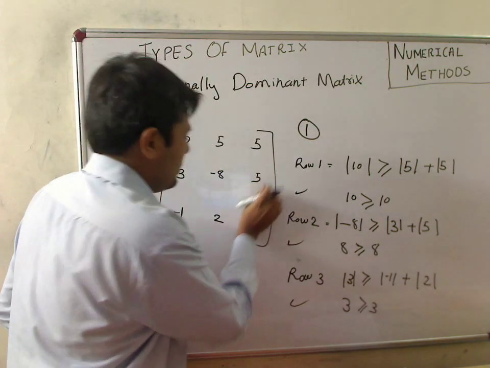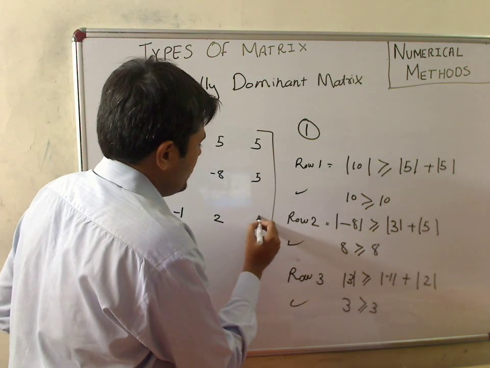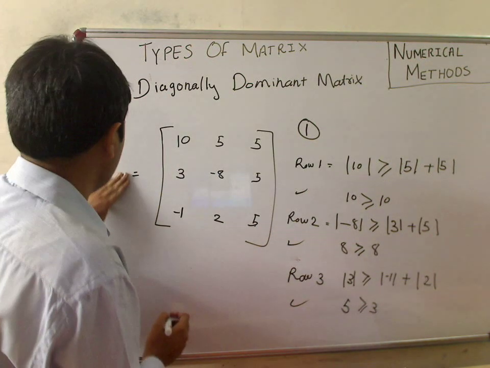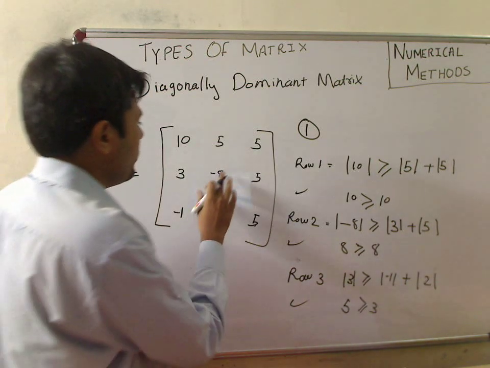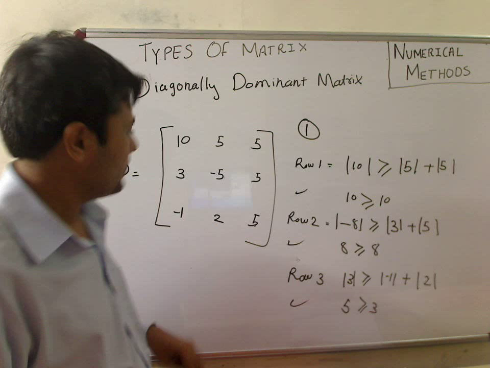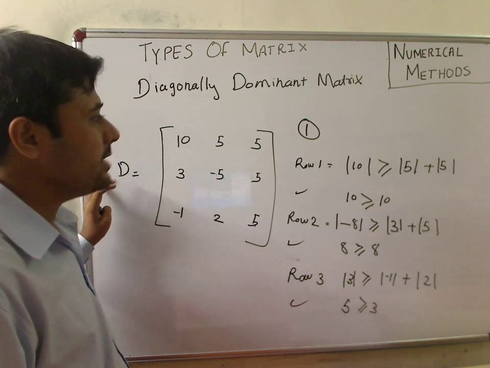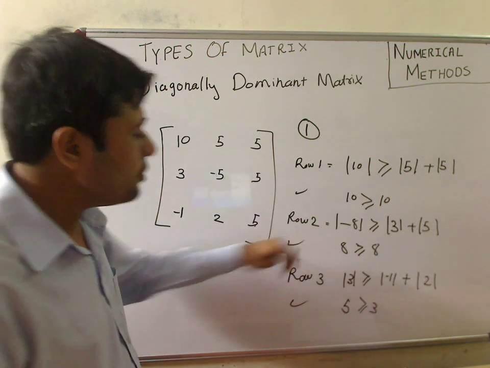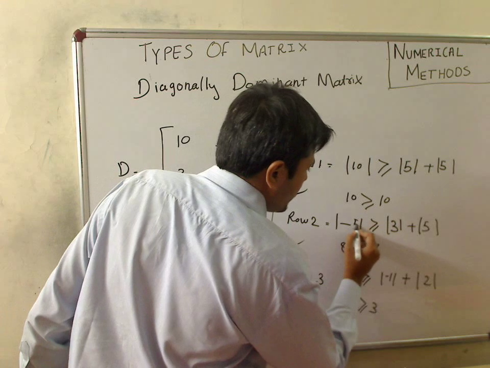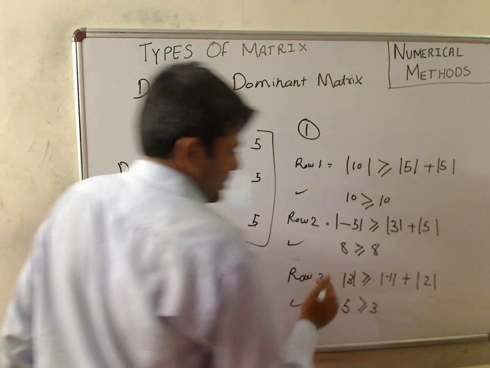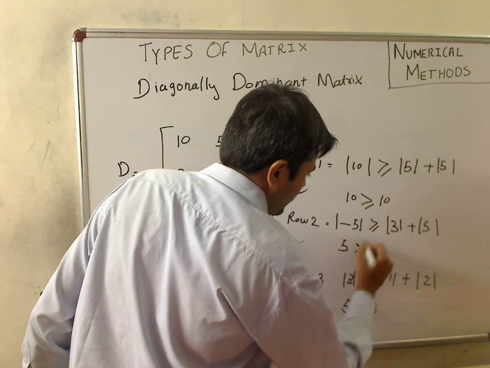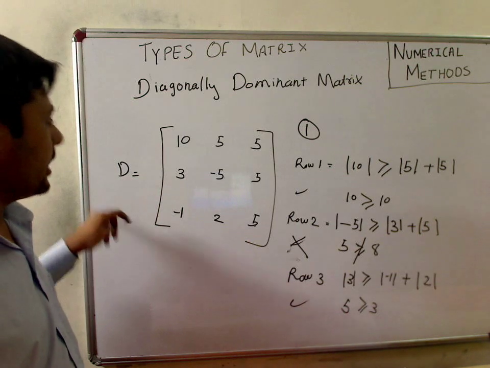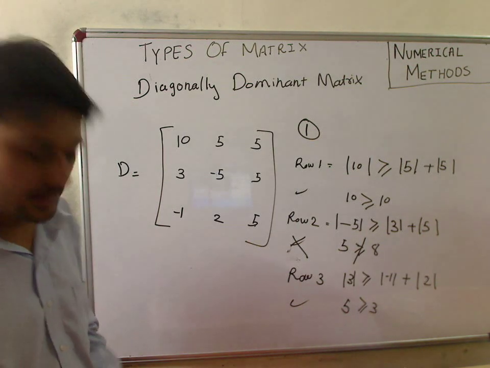Similarly, let us assume one more matrix, where instead of 3 I keep 5, so here I will get 5. But instead of minus 8, I make it minus 5 here. Now for this matrix D, the row 1 condition is satisfied because we have not made any change in row 1. Row 2, modulus of minus 5, so 5 is not greater than or equal to 8. So the condition doesn't satisfy for row 2. So again matrix D is not a diagonally dominant matrix.